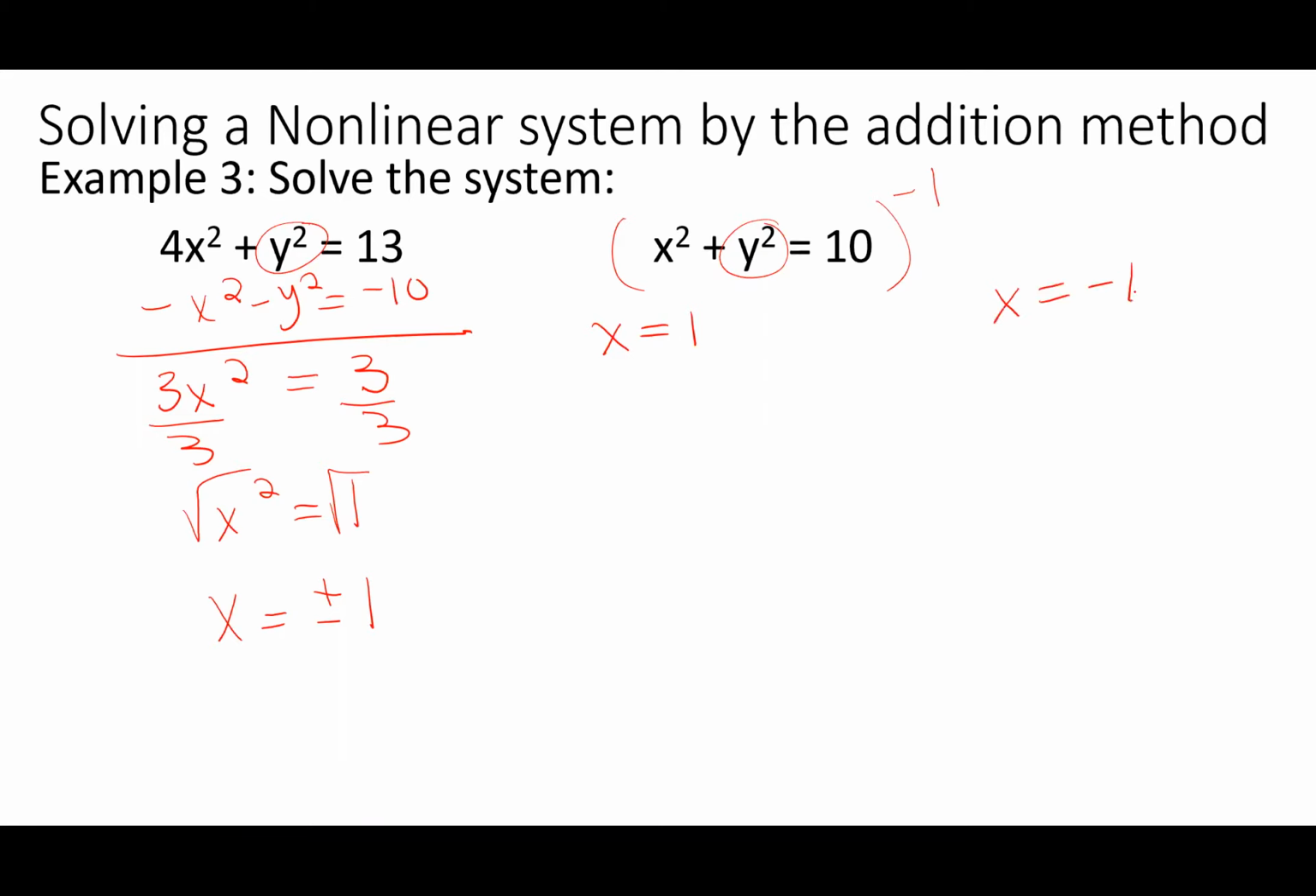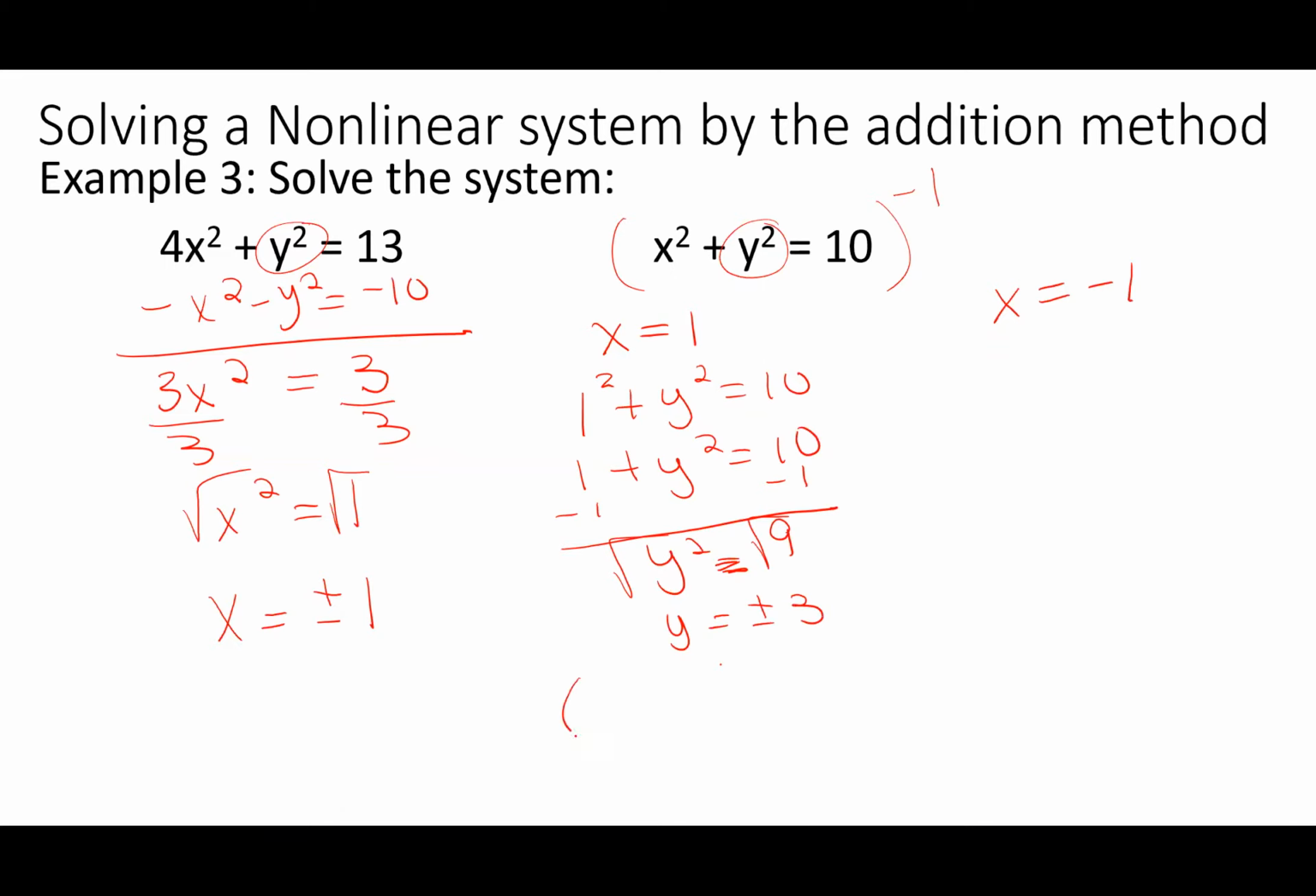So plugging a 1 in for x, I have 1 squared plus y squared equals 10. So 1 squared is 1. Subtract my 1 from both sides. So y squared equals 9. Square root both sides, and y equals plus or minus 3. So when I put a 1 in there, I got 3, and I got -3.